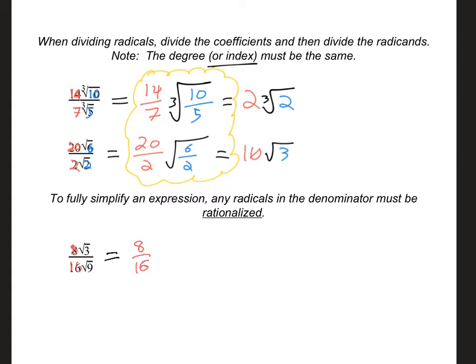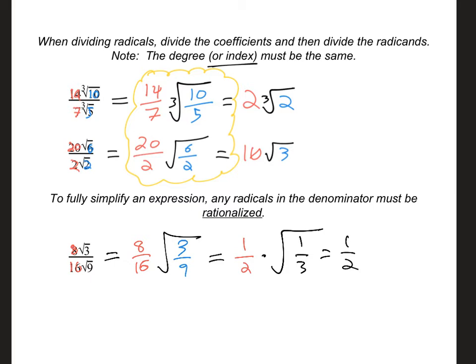These square roots have the same index. They both have an index of 2, so we can divide the radicands. Alright, so what do we end up with? 8 divided by 16 is 1/2. 3 divided by 9 can be simplified to 1/3. So this is 1/2 times the root of 1/3.